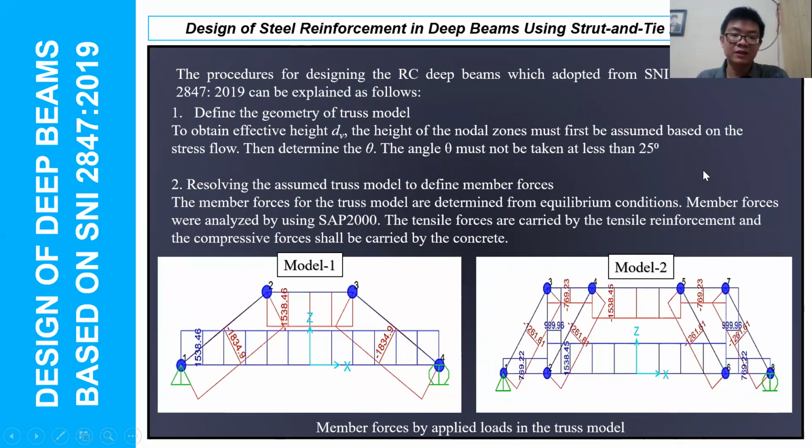The procedure for designing the reinforced concrete deep beams, which is adapted from SNI, can be explained as follows. The first is defining the geometry of the truss model, and the second is resolving the assumed truss model to define the member force. In this case, we are using SAP2000. And here is the result from the analysis by using SAP2000.